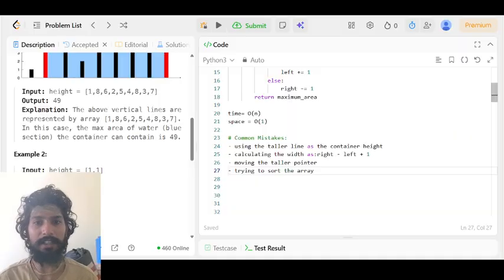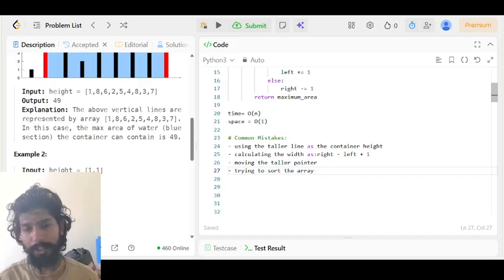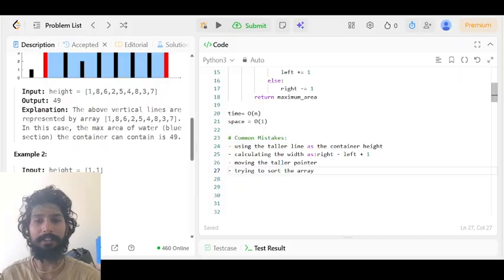So we started with the widest possible container. For every pair of pointers, we calculated area equals width multiplied by minimum height. We updated the maximum area and moved the pointer pointing to the shorter line. This reduced the brute force time complexity from O(n squared) to O(n). The main idea to remember is the shorter line limits the water. So move the shorter line and search for a better boundary. That is the complete solution to LeetCode 11, Container With Most Water.